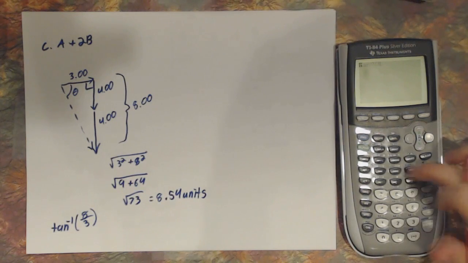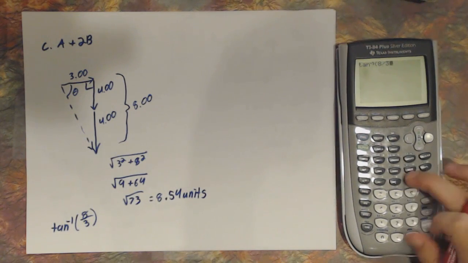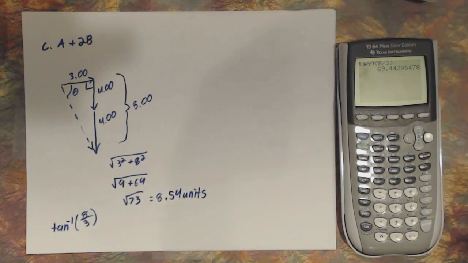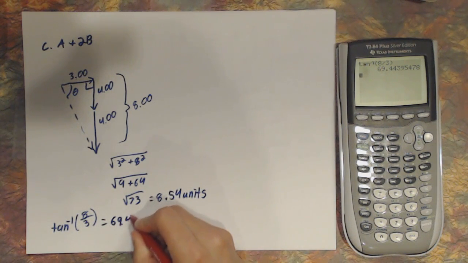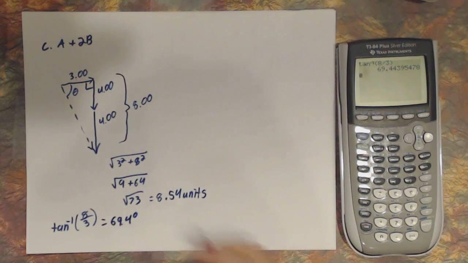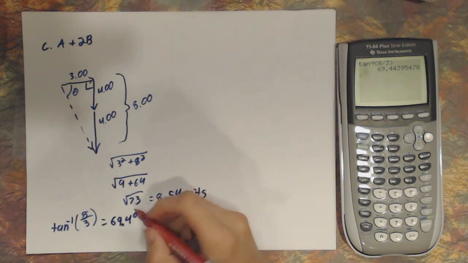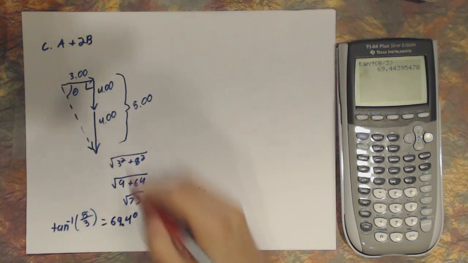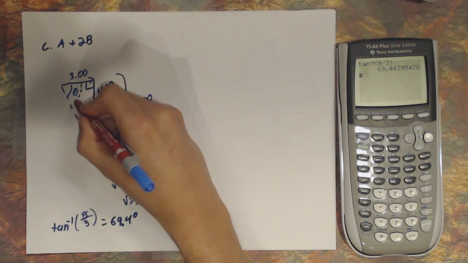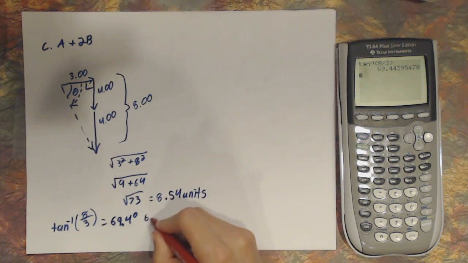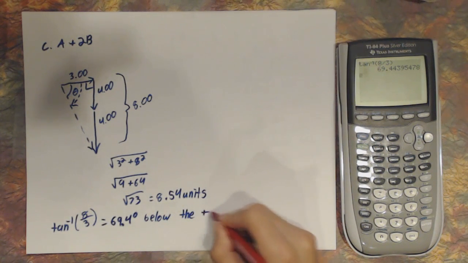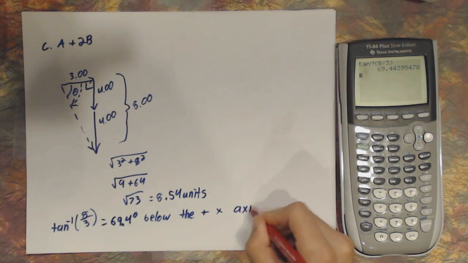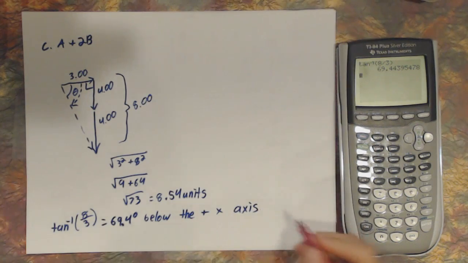So you take the inverse tangent of 8 over 3, and we get 69.4 degrees. And again, we need a direction for this angle. So this is going to be 69.4 degrees below the positive x-axis. Below the positive x-axis. And if you don't write this on quizzes, you will get points off.